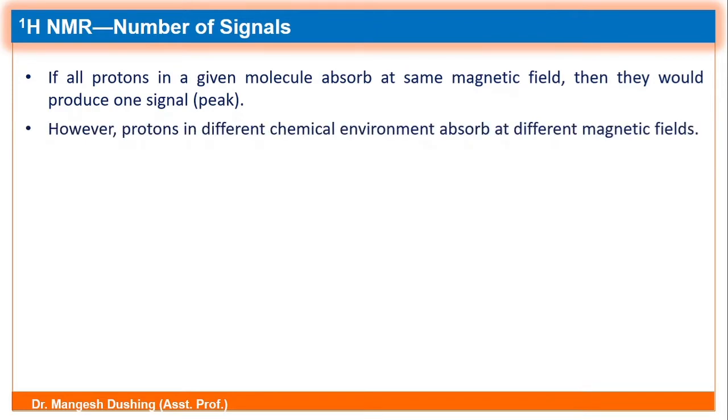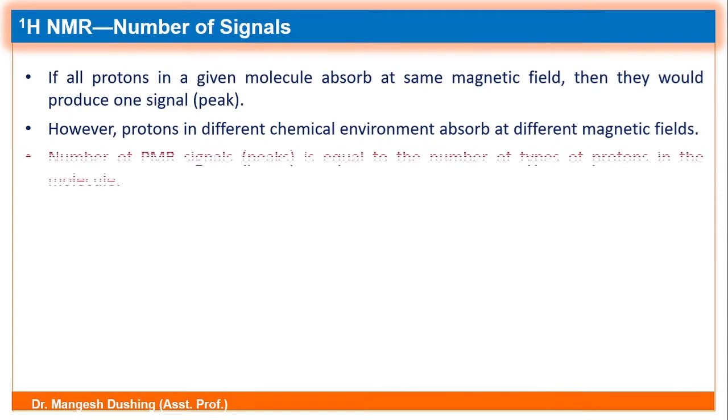However, protons in different chemical environments absorb at different magnetic fields. If the protons are in different chemical environments, they absorb at different magnetic fields. That will be easier for determining the structure, because the protons give different signals at different positions. According to their positions, their intensity, and their number of peaks, we can determine the structure of the molecule.